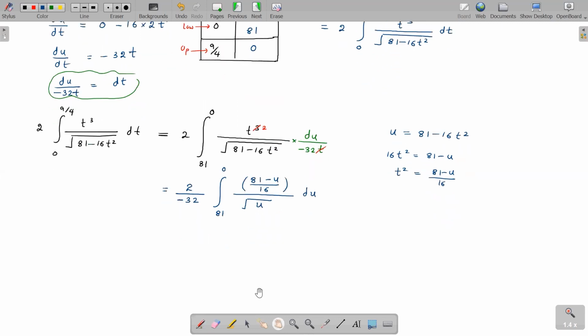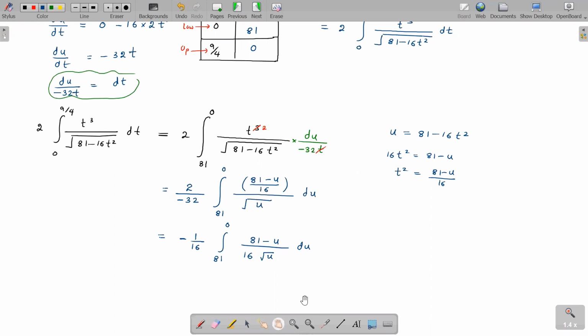Then let's simplify this a little bit. Minus 2 over 32 is minus 1 over 16. And then 81 minus u over, I hope you can see that this 16 and root u, you can bring the 16 down to the denominator. Okay, so then I'll bring the 16 down, and I have root u here with du. Basically, both of them are denominators.